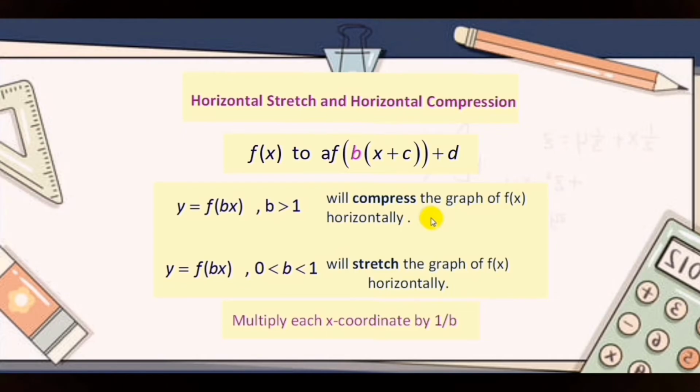So again, if we know a point on the parent function, we can determine the coordinates of the transformed function with different values of b by multiplying each x coordinate by 1 over b, or just dividing by b, and keeping the y coordinates the same. So we can say the transformed function is stretched or compressed horizontally by a factor of 1 over b.